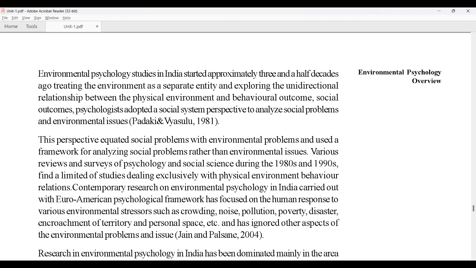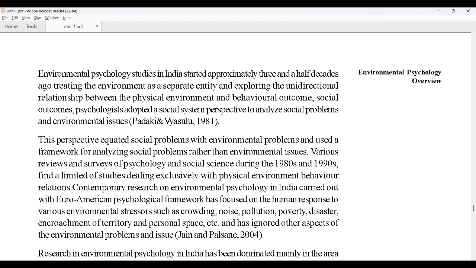Various reviews and surveys of psychology and social science during the 1980s and 1990s find a limited number of studies dealing exclusively with physical environment-behavior relations. Contemporary research on environmental psychology in India, carried out with a Euro-American psychological framework, has focused on the human response to various environmental stresses such as crowding, noise, pollution, poverty, disaster, and encroachment of territory and personal space, and has ignored other aspects of environmental problems and issues.